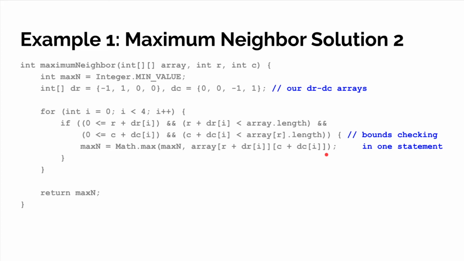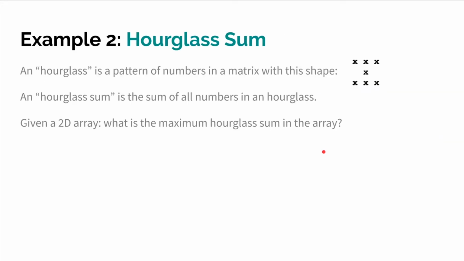So we have a second problem here, hourglass sum. An hourglass is simply a pattern of numbers in a matrix with this shape, right? So if we were given a matrix, then the numbers in an hourglass would be in this shape. An hourglass sum is a sum of all numbers in an hourglass, and given a 2D array, what is the maximum hourglass sum in the array?